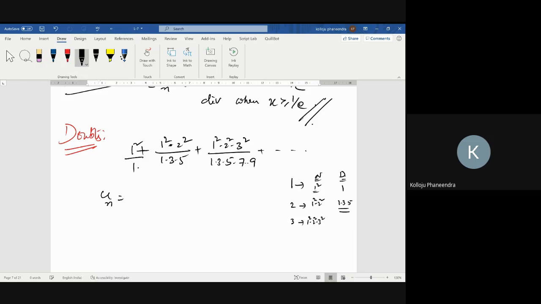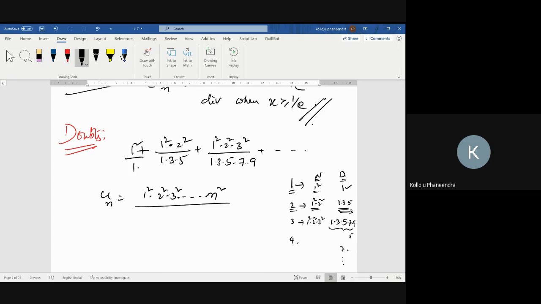First term 1, second term product of 2 in numerator. Let me finalize the numerator. In the nth term, how many terms will be there? Product of n terms. Coming to the denominator, first term is 1 term, second term is 3 terms, third term is how many terms? 1, 3, 5, 7, 9, that is 5 terms. 1 term here, 3 terms here, 5 terms here. In the next one, you will get 7 terms, right?